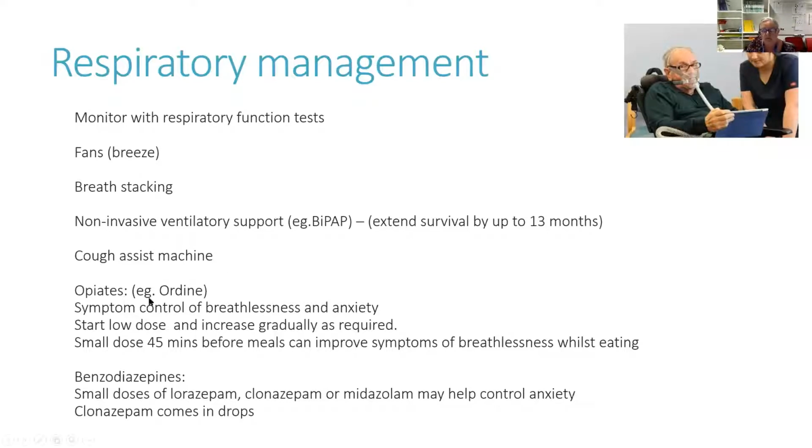Important reminder, if you are taking any opiates at all, so these things like morphine, for example, Ordine or Endone or any of those that you might be prescribed, it's important to manage your bowels as well, because these can cause constipation. So anytime you start with some of these medications, just be aware that you might have to start or increase the amount of medication that you're using to assist with your bowels as well.